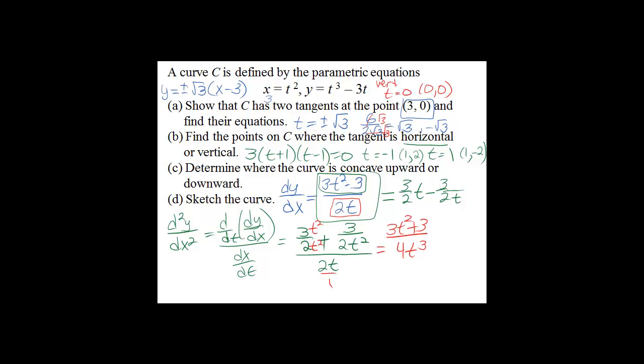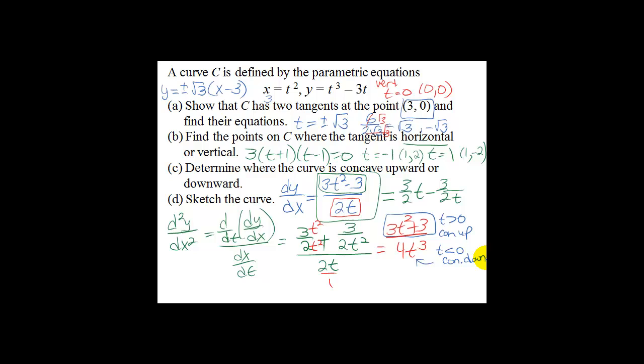So if we're interested in where it's concave up or concave down, this numerator is always going to be a positive number. So we're only going to change concavity if we change the sign of the denominator, and that's going to happen if t is greater than 0, we're going to get a positive second derivative. If t is less than 0, we will have a negative. So we have t greater than 0, concave up, and t less than 0, concave down.